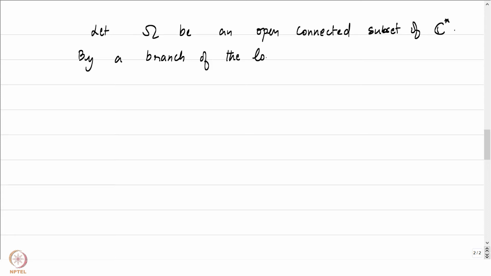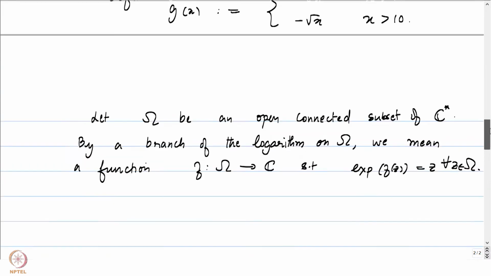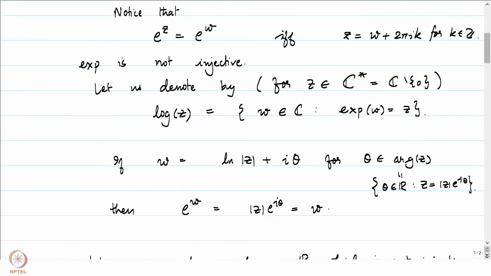By a branch of the logarithm on omega, notice that the domain omega does play a big role, on omega, we mean a function f from omega to C such that e to the power f of z is equal to z for all z in omega. Basically, we are picking one point for each z. We are picking a point from log of z, the set log of z that we had defined earlier. For every z, we are picking some point in the log of z.